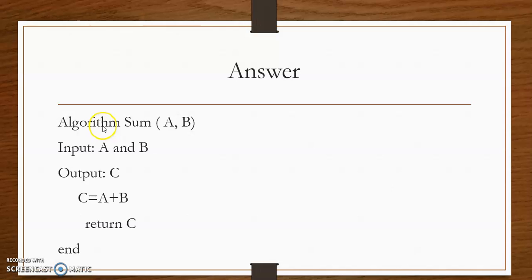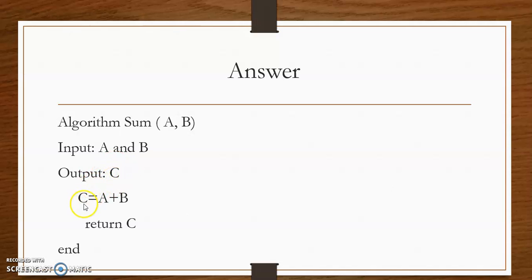Here there are certain important keywords. The first term, algorithm, is a keyword. It is just to make it clear to the reader that this is an algorithm that he or she is reading. Then you give a short descriptive name to your algorithm. This can be anything. Now these are the arguments or the inputs that are required to run this algorithm, so for that we are using A and B.